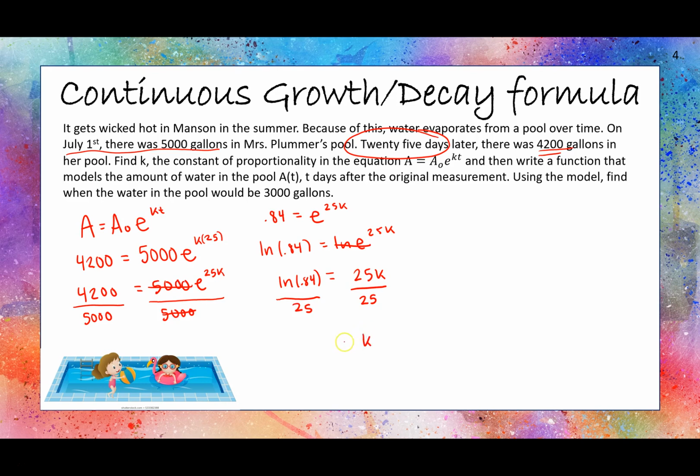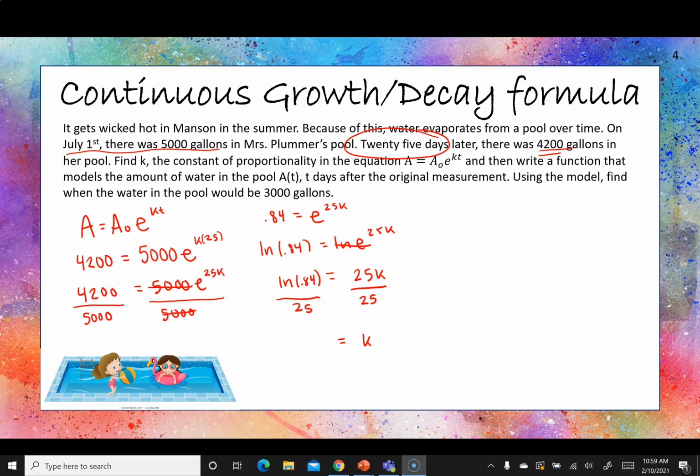and we get k equals, and at this point, folks, I actually want you to take your calculator and find what this answer is as a decimal. So our natural log button is right next to the 4. So you're going to do ln of 0.84. And it's necessary that you close your parentheses and then divide by 25. Again, if you forget your parentheses, you're basically taking the natural log of 0.84 divided by 25. But that's not what you want. You want to take the natural log of 0.84, get that answer, and then divide by 25.